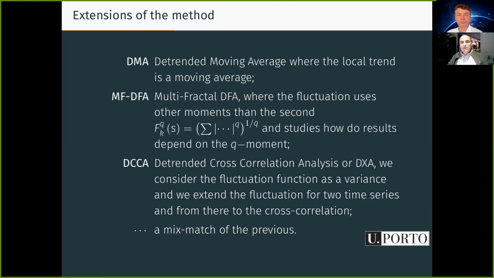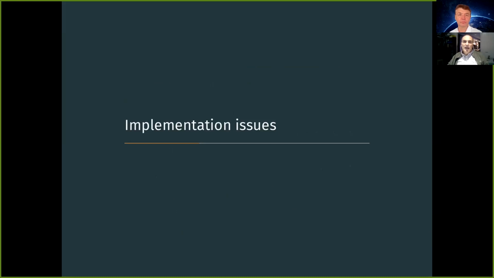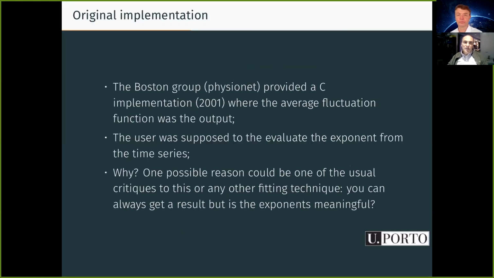Okay. So my concern here is also with methods, but also with the code that can be used. So in terms of implementation, the original computational implementation is from the Boston group that provided a C implementation that should be around 2001, where basically it considered a given time series as input, and the output was just the average fluctuation function. And the idea was that the user was supposed to evaluate the exponent from that time series. And you can ask why, because in order to evaluate the fluctuation function, you already need to apply the least squares to, for example, fit a straight line or so. Why not to do it?